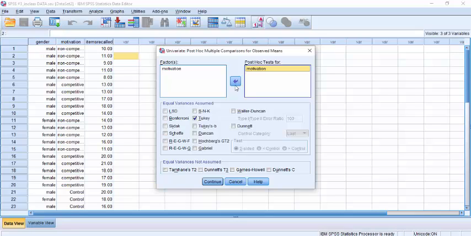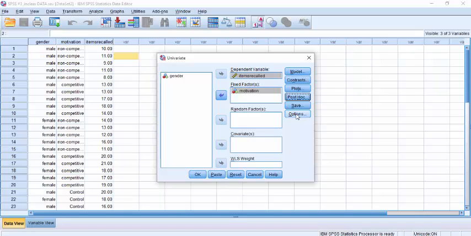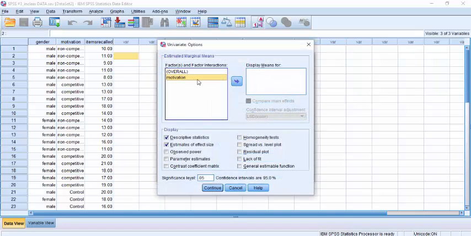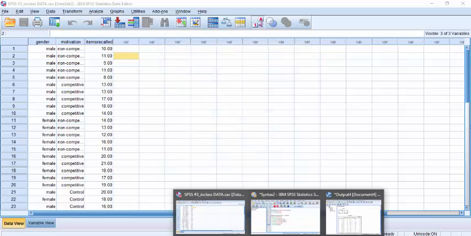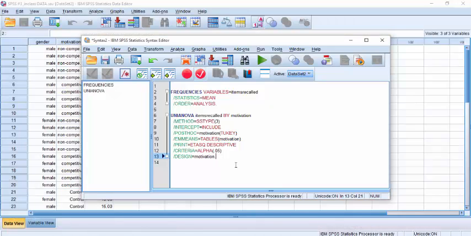So after we put motivation in the post hoc test box, we need to select a post hoc test. The most common will be Tukey. So make sure Tukey is selected. We're going to continue. Go to options. And we need to make sure that our means are displayed for our independent variable. And also we want our descriptive statistics and estimates of effect size. Hit continue and paste. Then we go to our syntax and highlight and run it.